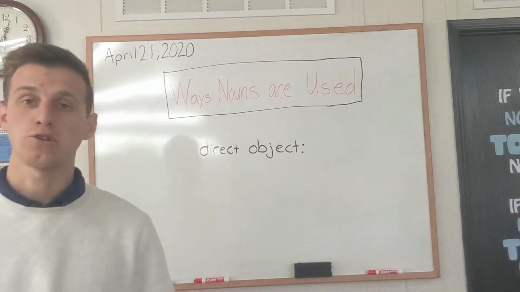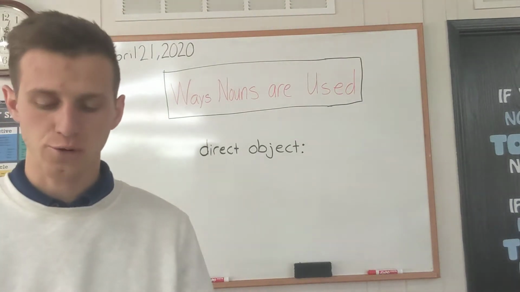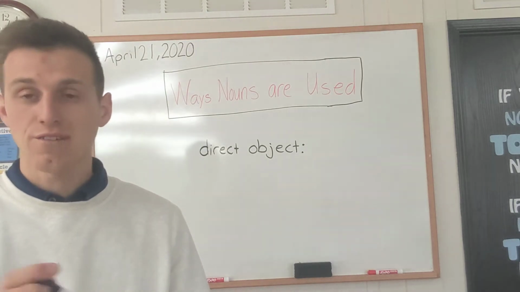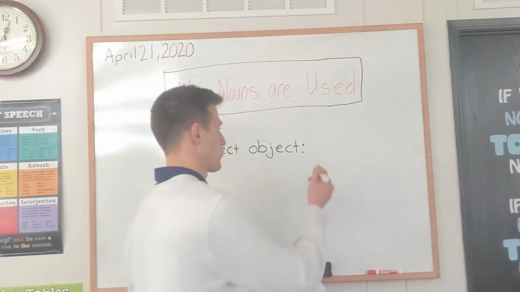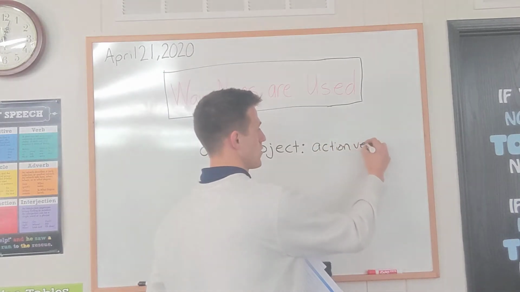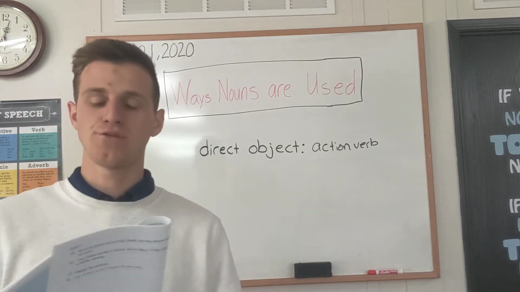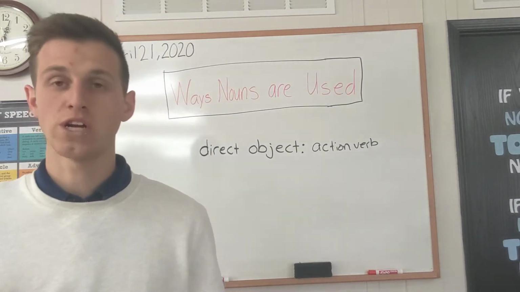Now, another way our nouns are used are direct objects. Let's read our definition for a direct object. A direct object is a noun that follows an action verb, okay? Direct objects follow an action verb, and they receive the action from the verb, and they answer the questions whom or what.